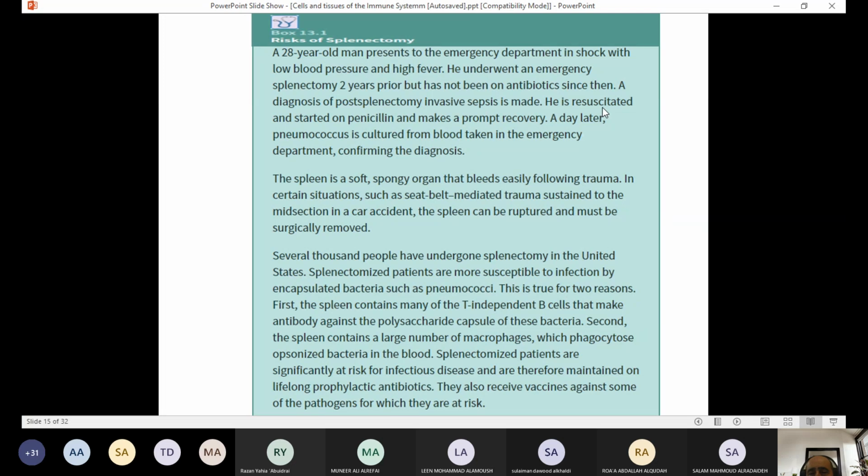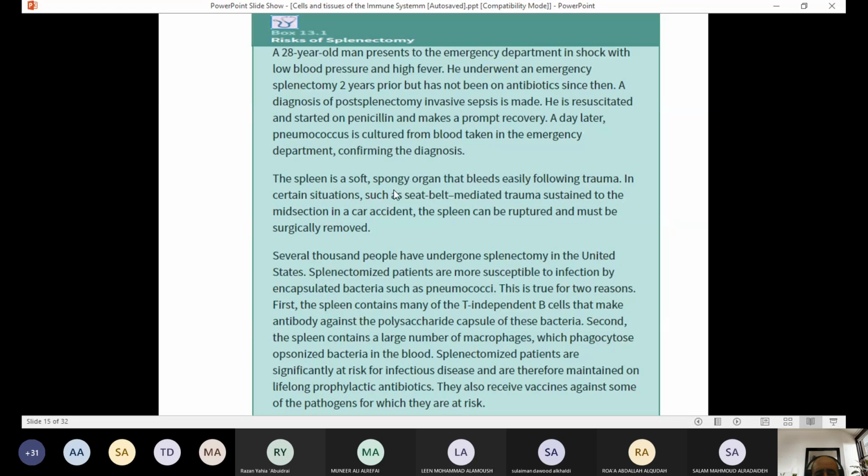He is resuscitated and started on penicillin. They expect mainly bacteria that is usually susceptible to penicillin and makes a prompt recovery. A day later, a pneumococcus, Streptococcus pneumoniae, is cultured from a blood sample taken in the emergency department, confirming the diagnosis. So he had an infection with Streptococcus pneumoniae.